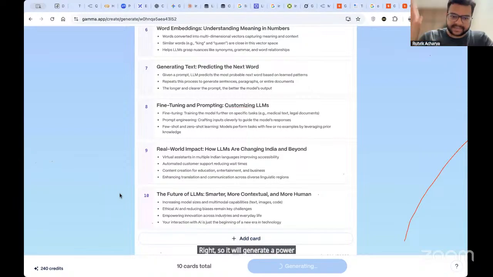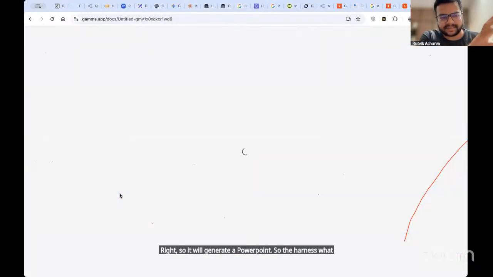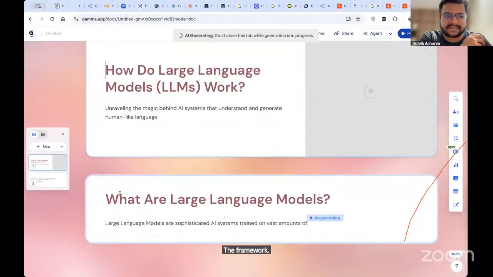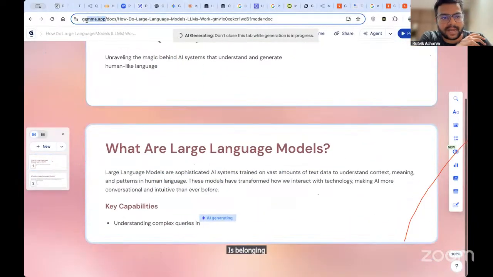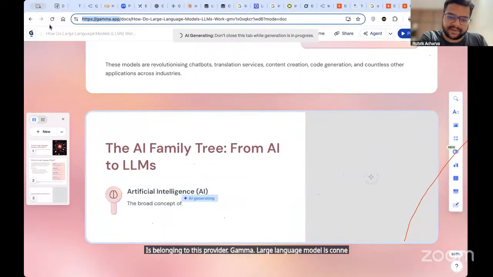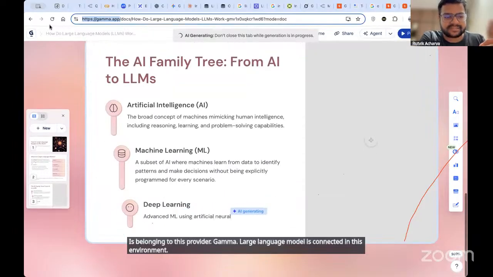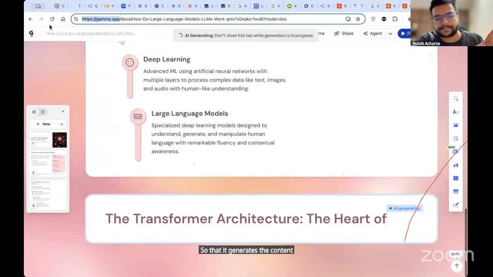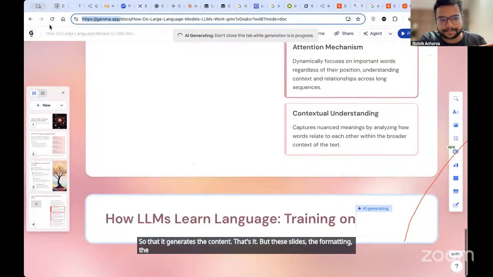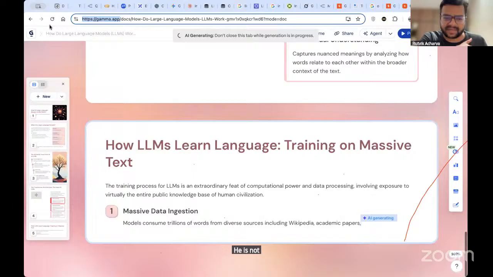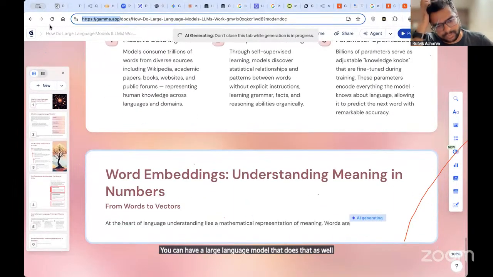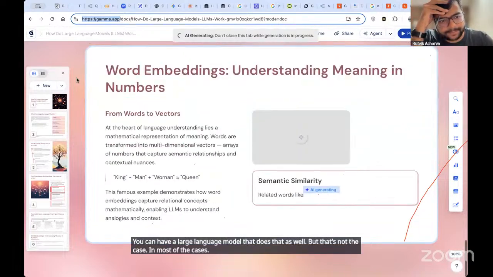So the harness, in simple terms, what I mean is the framework, belongs to this provider, Gamma. A large language model is connected in this environment so that it generates the content. That's it. But these slides, the formatting, the beautification is not done by the large language model. You can have a large language model that does that as well, but that's not the case in most of the cases. Clear?